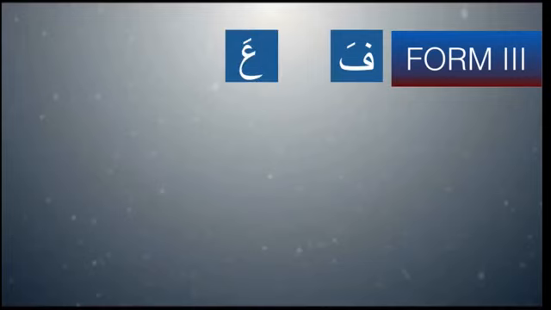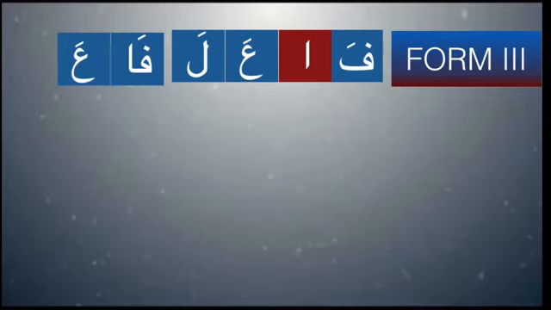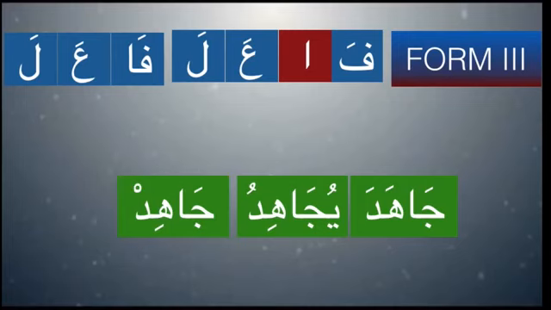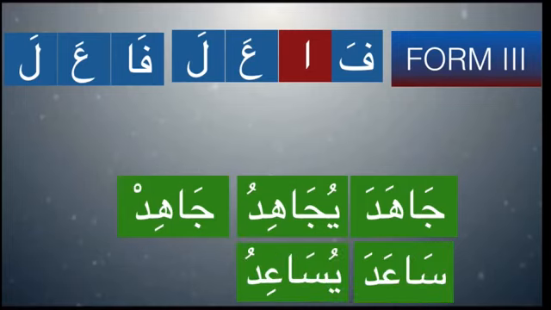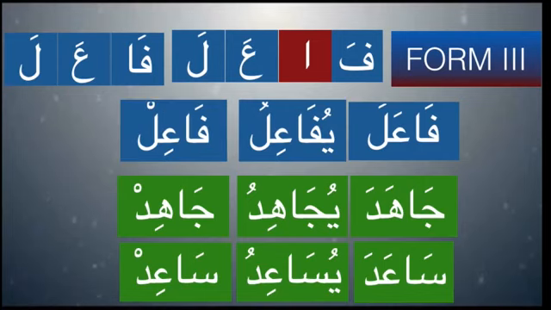And form 3, we know how it's formed. We bring the fa kalima, ain kalima, and lam kalima, and the fa kalima will get an alif, so the sound is prolonged. Instead of fa'ala, it will be faa'ala. Examples we have are jaahada, yujaahidu, jaahid, saa'ada, yusaa'idu, and saa'id. So that's the pattern, which is faa'ala, yufaa'ilu, and faa'il. That's the amr form for form 3.